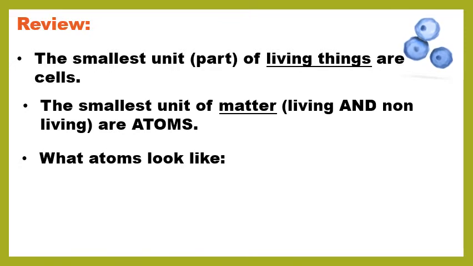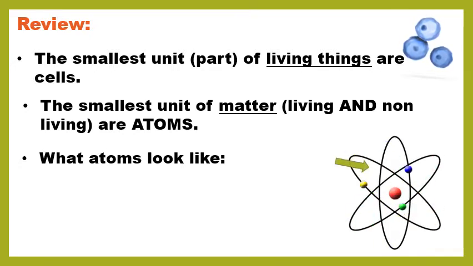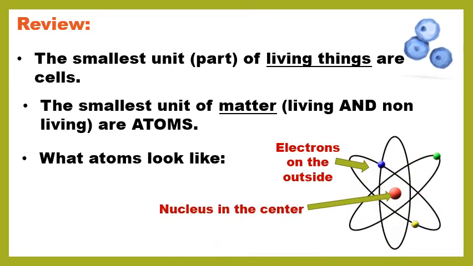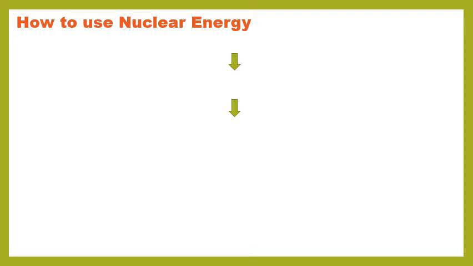And here's what an atom looks like. On the outside, I have electrons, and in the center, I have something called a nucleus. It sounds a lot like the center of a cell. It's also called the nucleus, where we hold our DNA. And the nucleus is going to be really important for learning about nuclear energy. So how do I get nuclear energy from that itty bitty atom that I just showed you in the last slide?